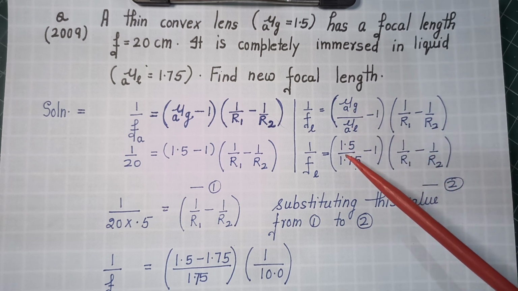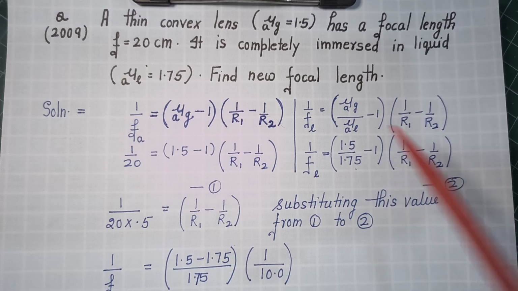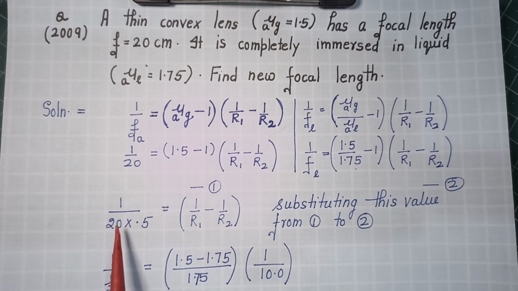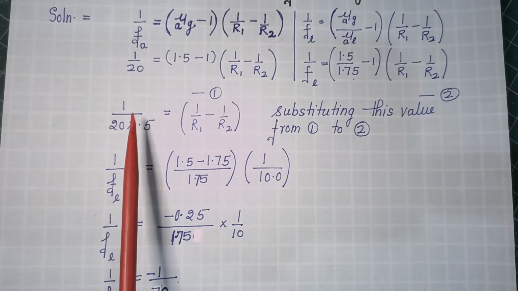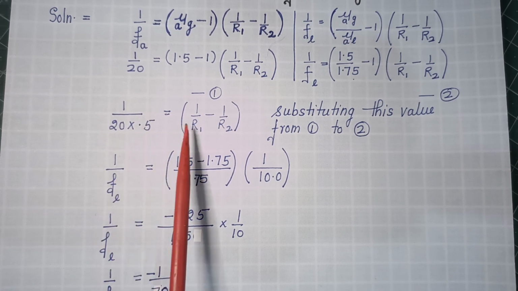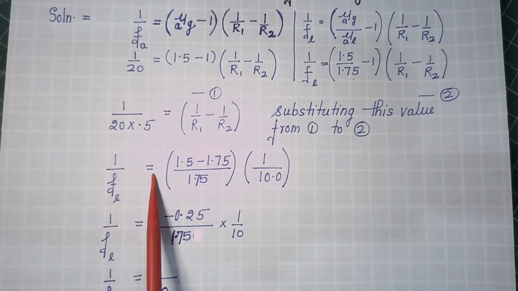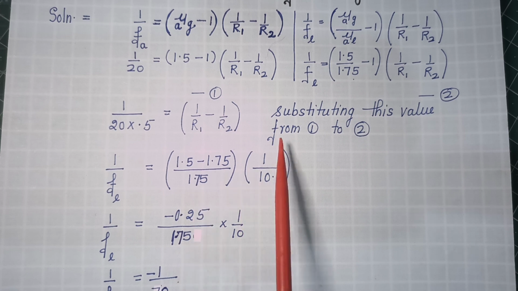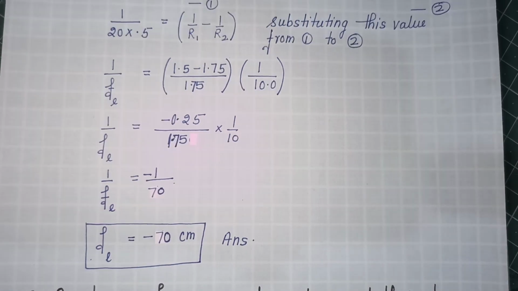Substitute the values 1.5, 1.75. Leave 1 upon R1 minus 1 upon R2 as it is, because we are going to get the value of this term from here. And it is simply 1 upon 20 into 0.5, which is 1 upon 10. Substitute this value of this term here. So 1 upon focal length of lens in liquid is equal to 1.5 minus 1.75 divided by 1.75 into 1 upon 10. Simple calculation, and we will get focal length of convex lens when it is placed in the liquid as minus 70 centimeter.